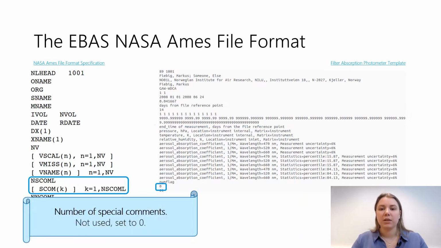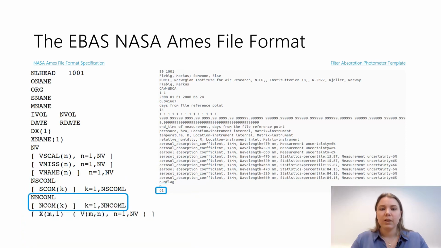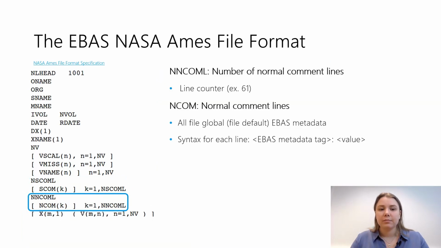Next up is the number of special comments. This is not used and set to 0. Then it's the number of normal comment lines and the normal comments. The normal comment line is used for global EBAS metadata with the syntax of EBAS metadata tag, :value. The last line is often a comment or acknowledgement. The number of normal comment lines are given before the normal comments.